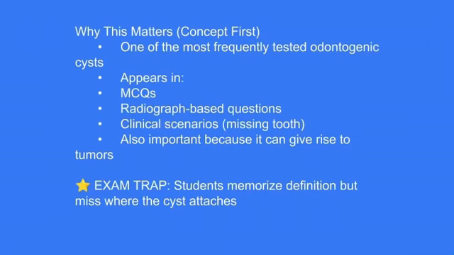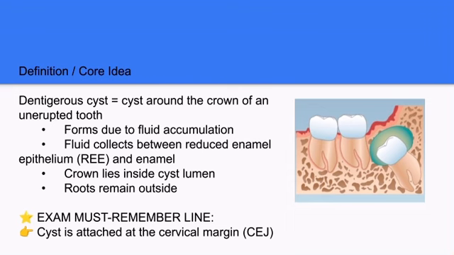So we have to now go to the definition and overview of dentigerous cyst. A dentigerous cyst forms when fluid collects between the reduced enamel epithelium and enamel. This pushes the crown into a cystic space, while roots remain outside. Simple spatial logic, high yield for exam. So the exam line to remember is that the cyst is attached at the CEJ, which is our cervical margin.